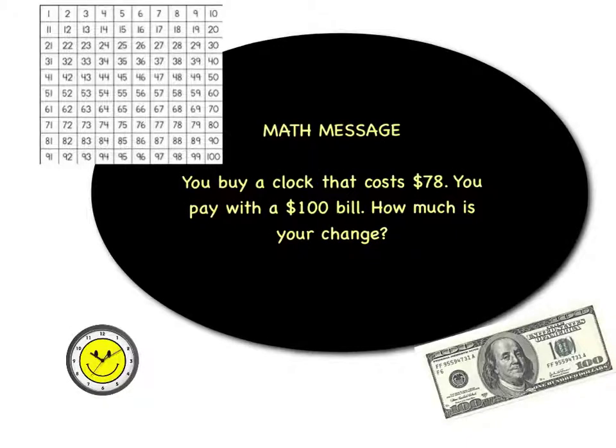Your math message for today. You buy a clock that costs $78. You pay with a $100 bill. How much is your change? There's your clock, and there's a hint to help you figure out how much change you'll get.